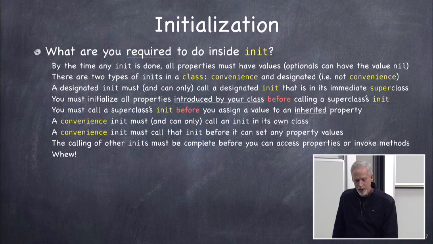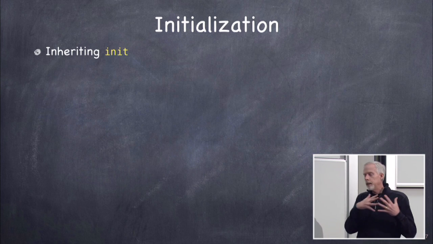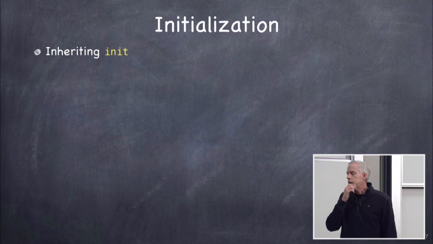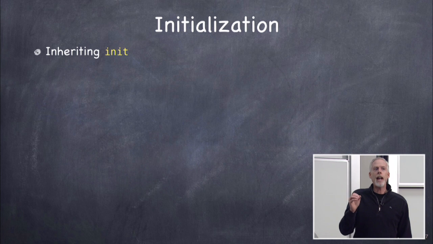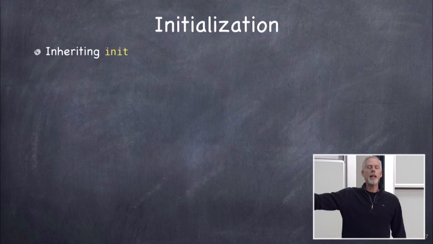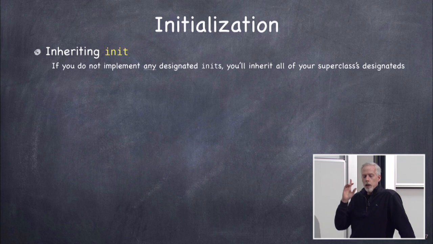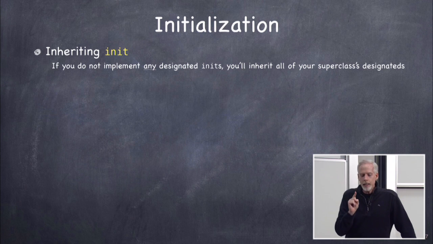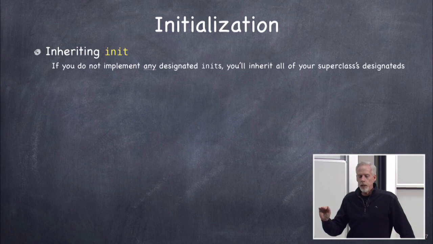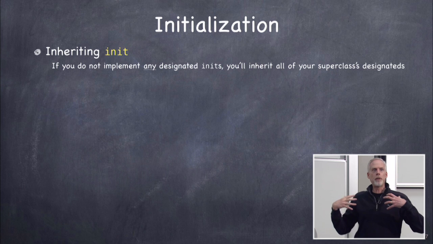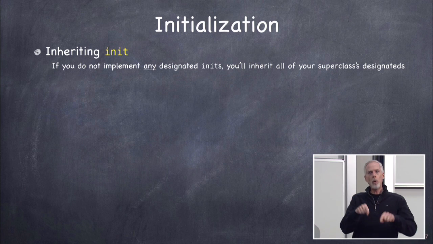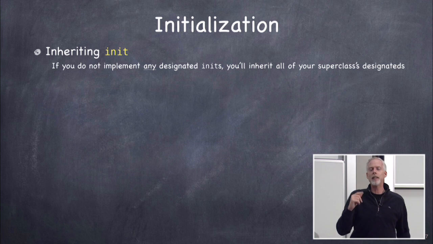Okay, a lot of rules there. And a lot of them are conflicting. And let's make it even more complicated when we talk about inheriting inits. So you want to get some inits from your superclass. Whoa, not so fast. If you don't implement any designated inits, you only implement convenience inits, then you will inherit all of your superclass's designateds. But only if you don't implement any of them. If you implement even one designated init, now you're not going to inherit all your superclass's.